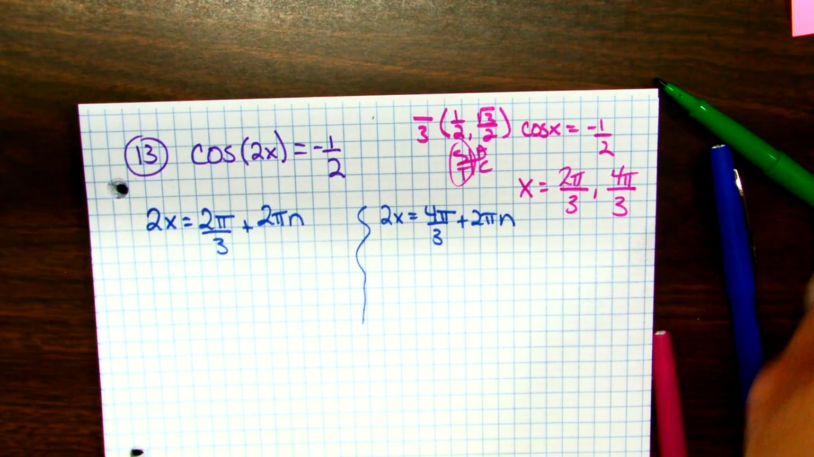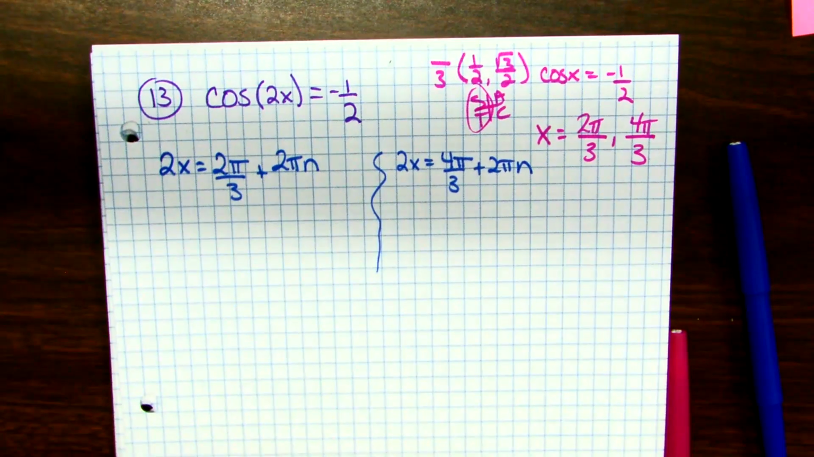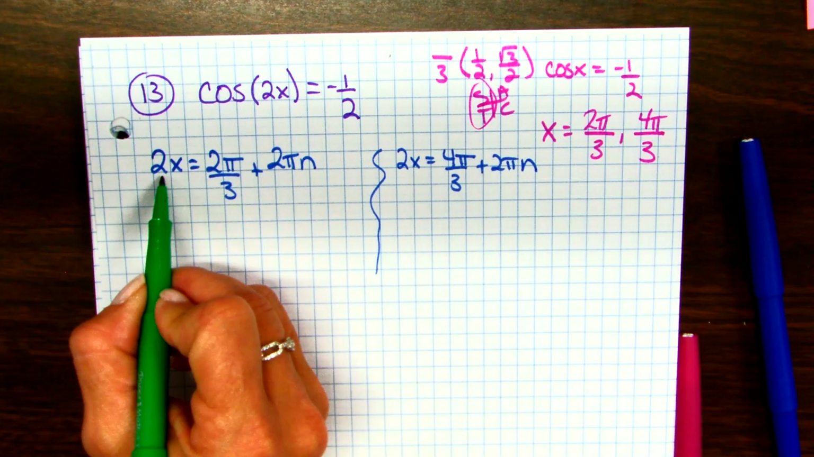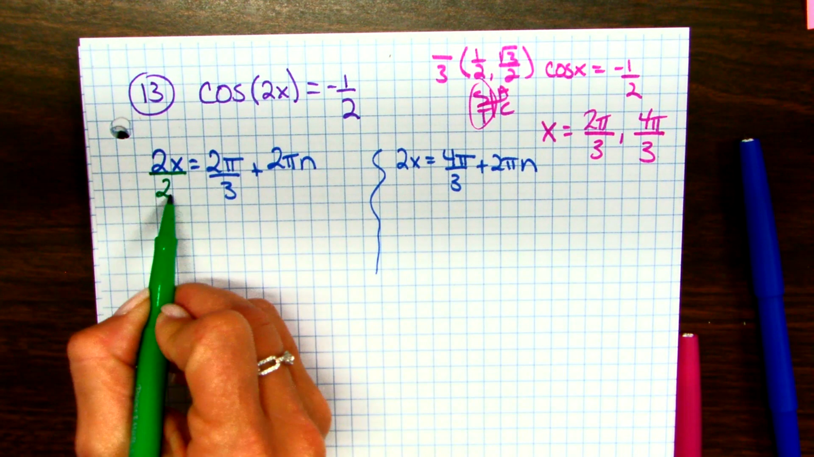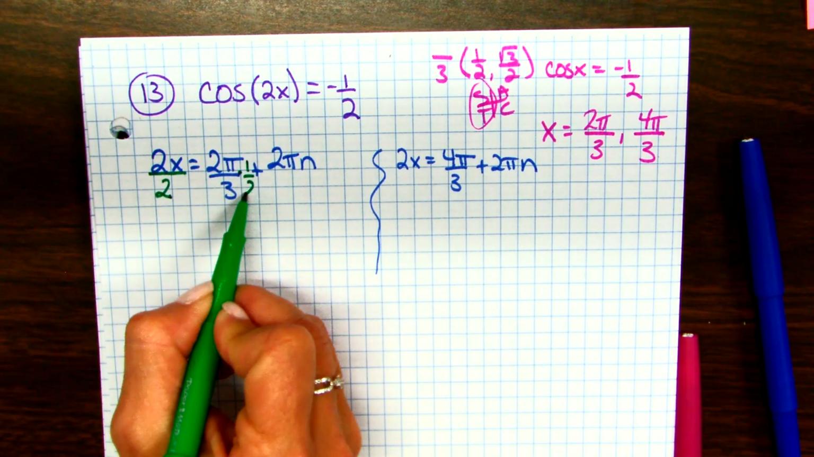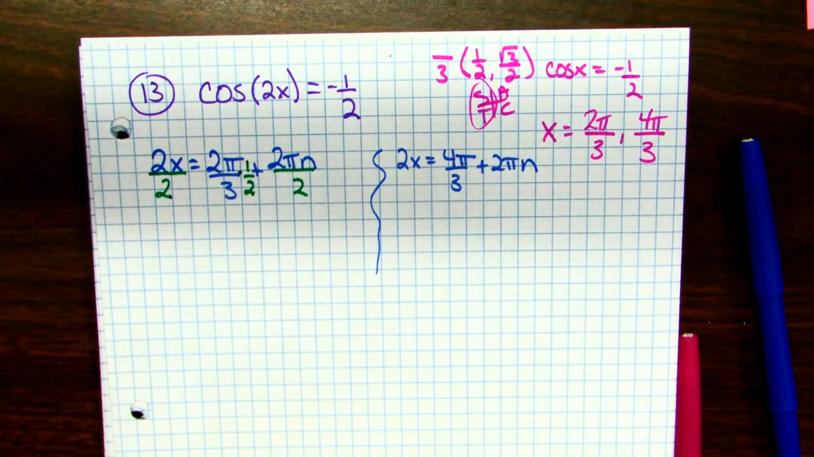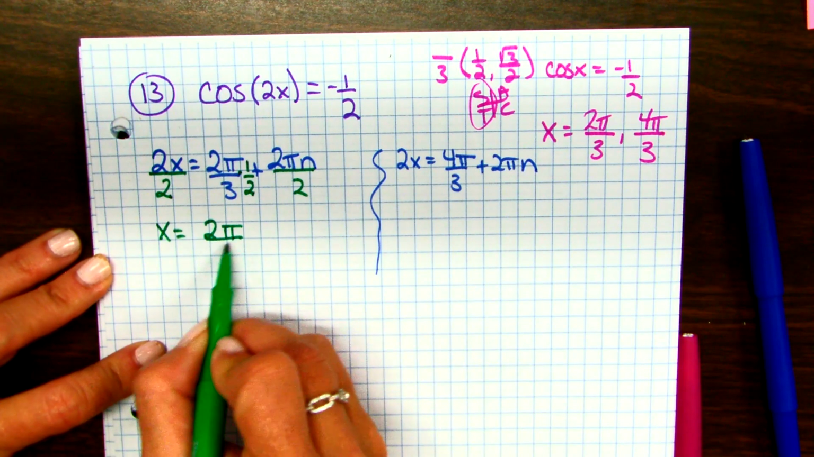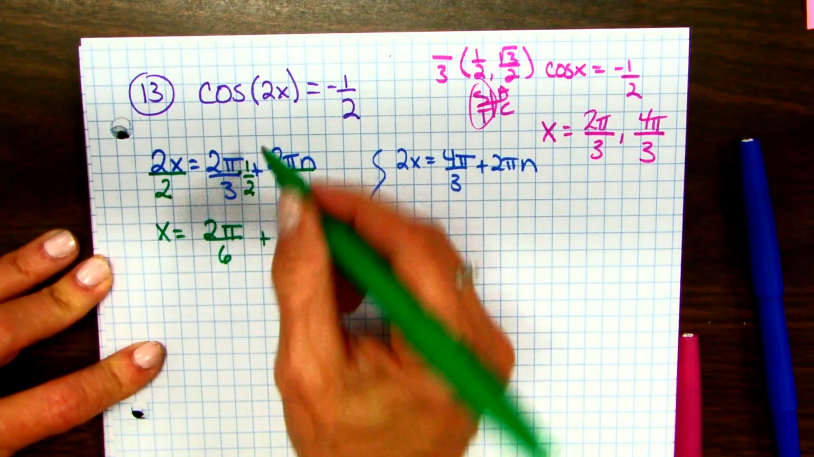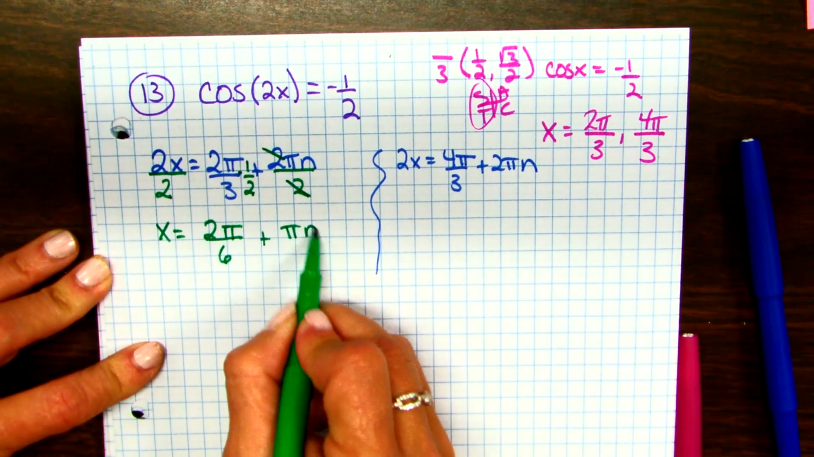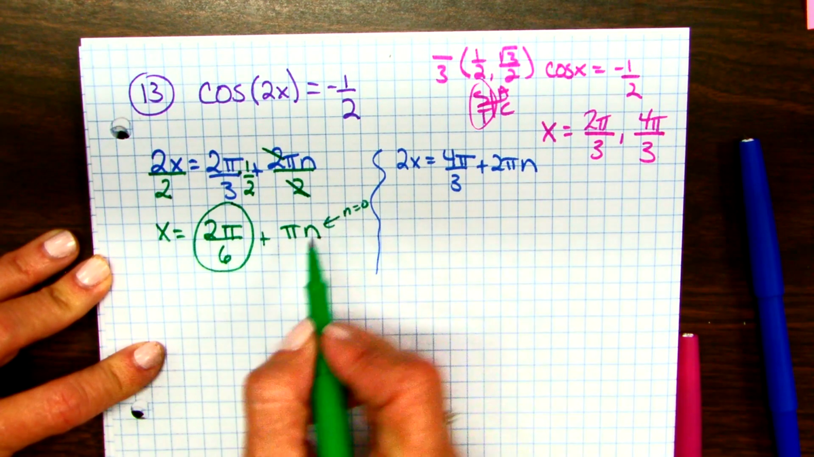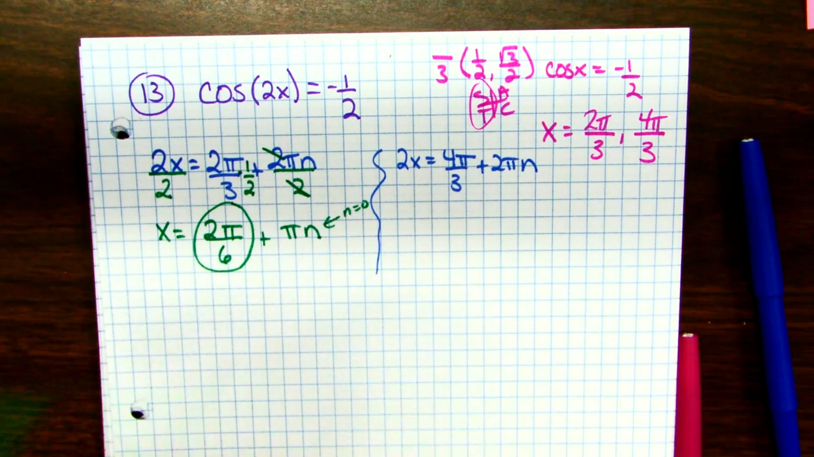It's a good idea to know when to stop. Okay, so I'm dividing by 2 or multiplying by 1/2, right? Dividing by 2 makes sense here. Multiplying by 1/2 makes better sense there. Dividing by 2 there. You can mix and match. It's the same math. Okay, so you get x equals 2 pi over 6 plus 2's cancel, pi n. This is your first solution. We're thinking of n as 0. 0 times pi is 0. 2 pi over 6 plus 0 is 2 pi over 6.